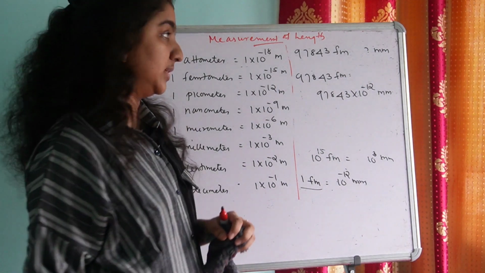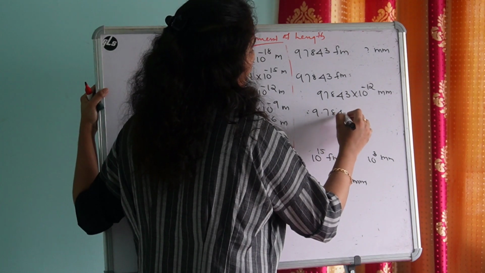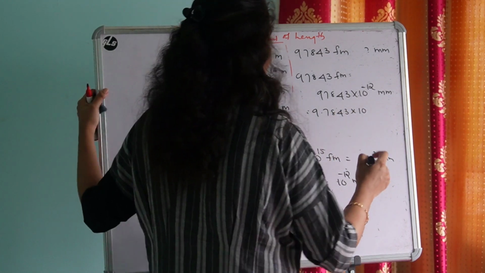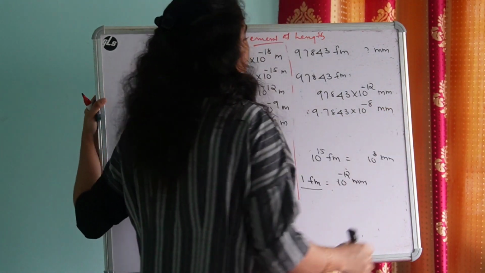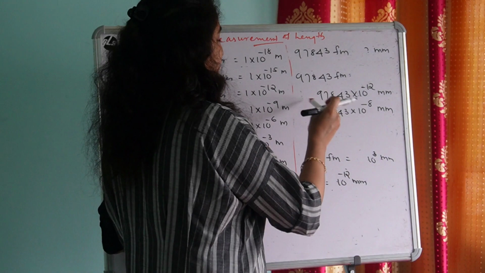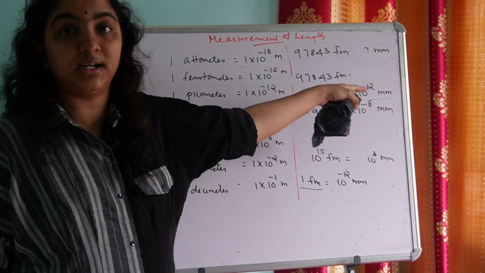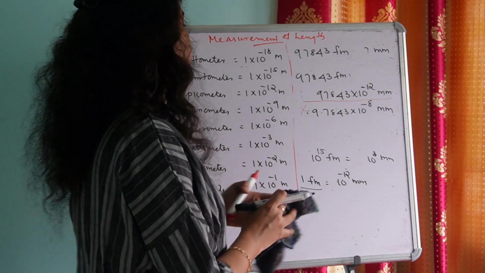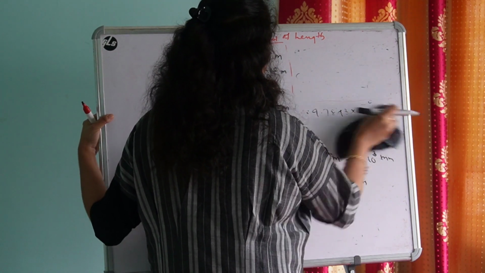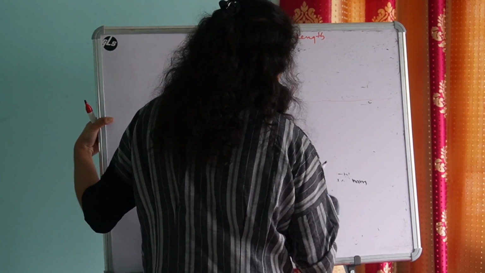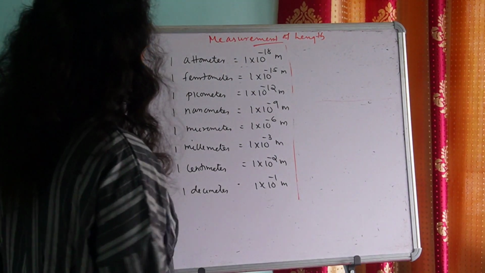Is it clear? Yes. So it can be otherwise written as 9.843 into 10 power minus 8 millimeter. For the time being, you just leave this step. Is it clear up to the second last step? Yes. So let's see one more example of the same type. Then you will get a clear cut idea.